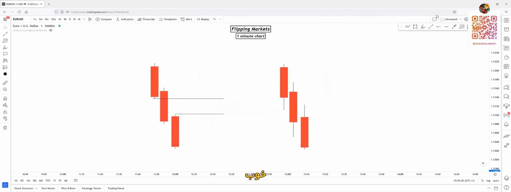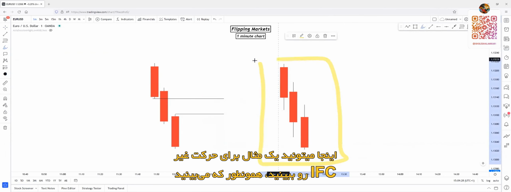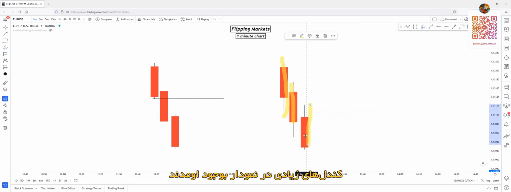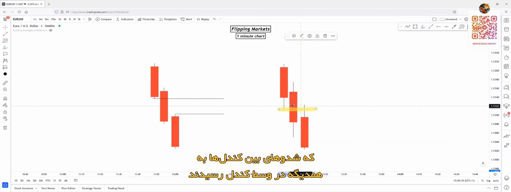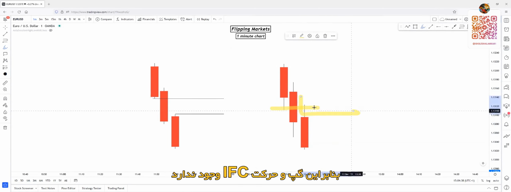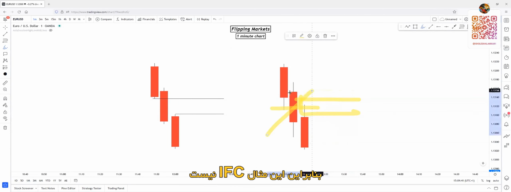Okay, here you can see an example of an efficient price. As you can see, several candles have been printed and the wicks between the candles meet in the middle. So there's no gap in the price, there's no inefficiency in the price, so this one is efficient.